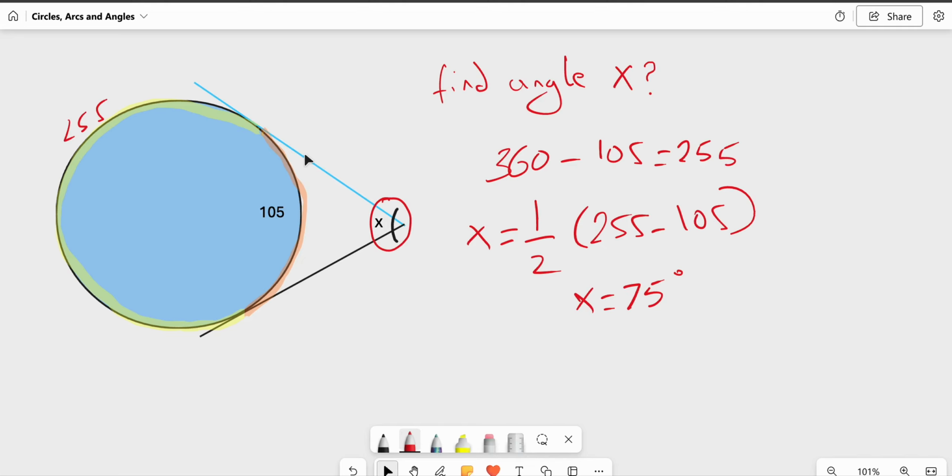Simple enough. Remember, the first thing we need to know in this type of problems, arcs, circles, and angles, is what type of angle we are dealing with. Is it an external angle? Is it an inscribed angle? Is it a central angle? Is it an interior angle? Once we know what type of angle we're dealing with, we can apply the theory and the formula. Now let's move to another exercise.